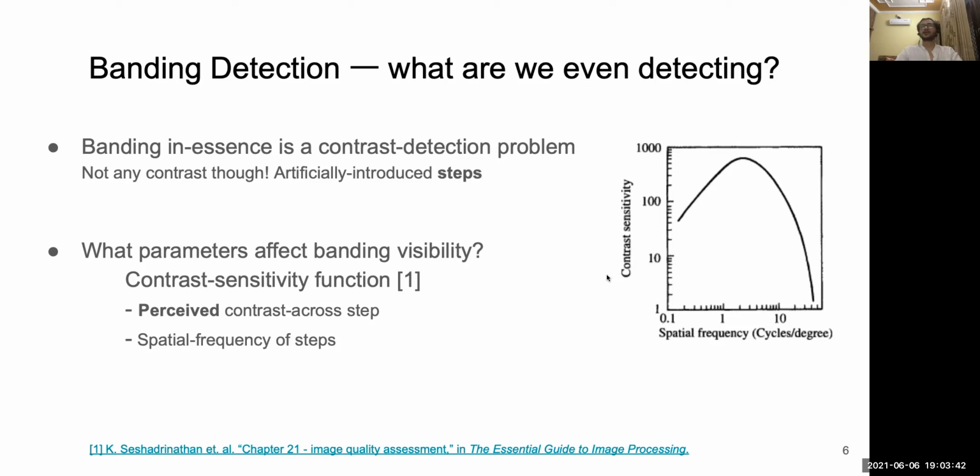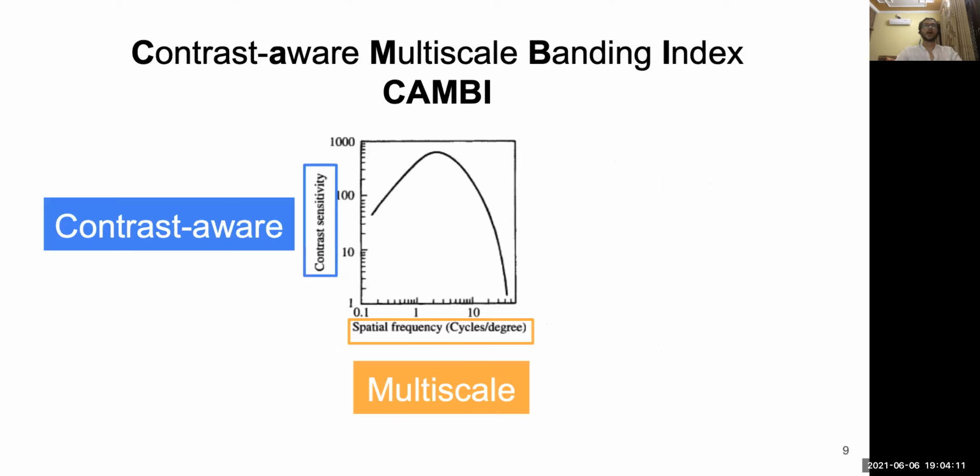On the right, here is a typical example from a human visual study, which shows this contrast sensitivity function. On the y-axis, you have the contrast. On the x-axis, you have the spatial frequency. And you can see that as your spatial frequency or contrast increases, initially your visibility of this contrast increases and eventually it falls down, like a typical hump-shaped function. So if we want to build a good banding detector, we need to be able to tackle both this contrast sensitivity and spatial frequency visibility. And this is exactly what CAMB does.